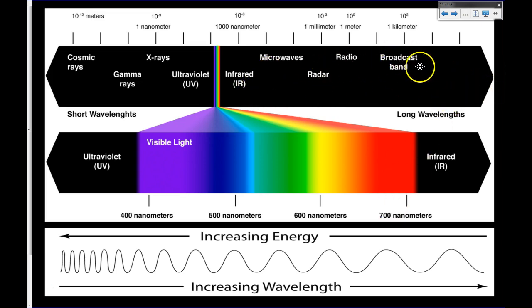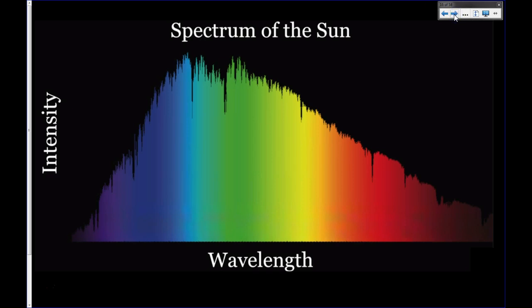So this is the entire spectrum. This is just a blown up version of the visible light, and here's a little note that says increasing energy goes this way, smaller wavelengths go this way, and increasingly longer wavelengths go that way. I wanted to show you this as well.